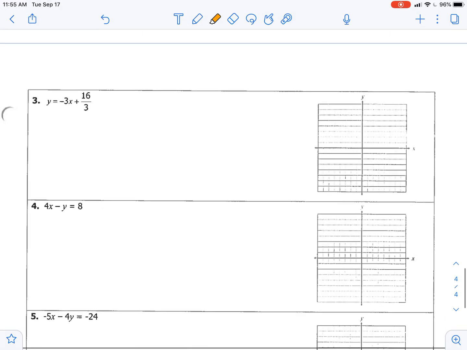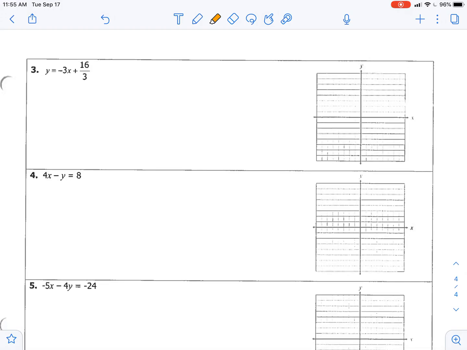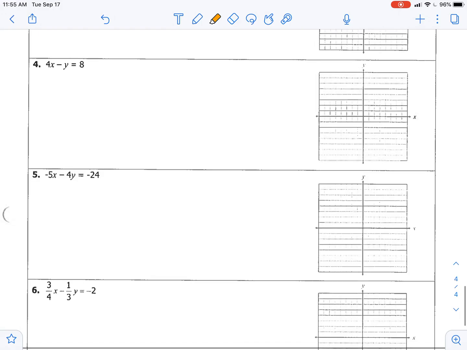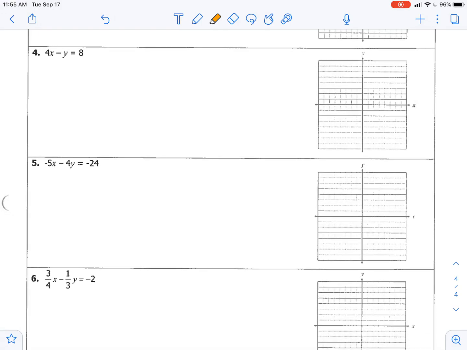Okay, let's see. So now I'm going to skip 3 because it's about the same thing, and I'm going to go to 4. So now 4 is in standard form. So if it is in standard form, again, I want you to find me the x and the y-intercepts. So we're first going to find the x-intercept. And to do that, we let y equal 0, just the opposite.